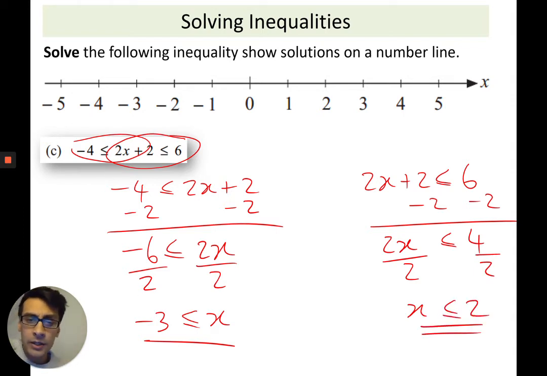Now the final answer, first of all, we're going to put it on a number line and we're going to combine them both together. So I know that I'm interested in 2 and negative 3. So I'm going to do negative 3 and 2, and then I'm going to decide, do I need to shade it in? Well, the x is greater than or equal to, so yes, I do shade this one in. And in this case, the 2 is greater than or equal to, so I shade that in too.